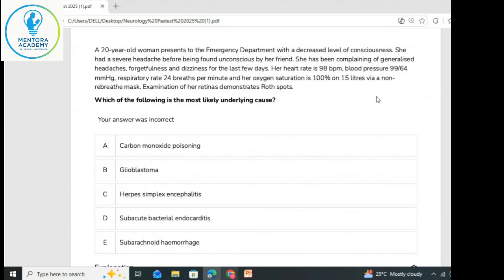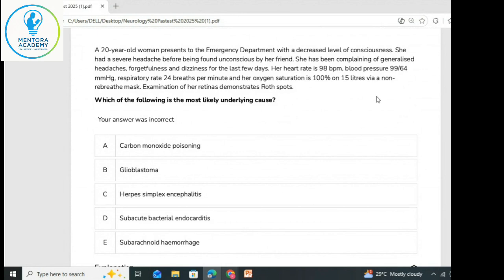So if I'm not wrong, sir, kindly correct me if I fumble. Yeah, no problem. We see the bacterial endocarditis signs in the retinas, the Roth spots, if I'm not wrong. Yes. So I'll go option by option, sir. Carbon monoxide poisoning, less likely.